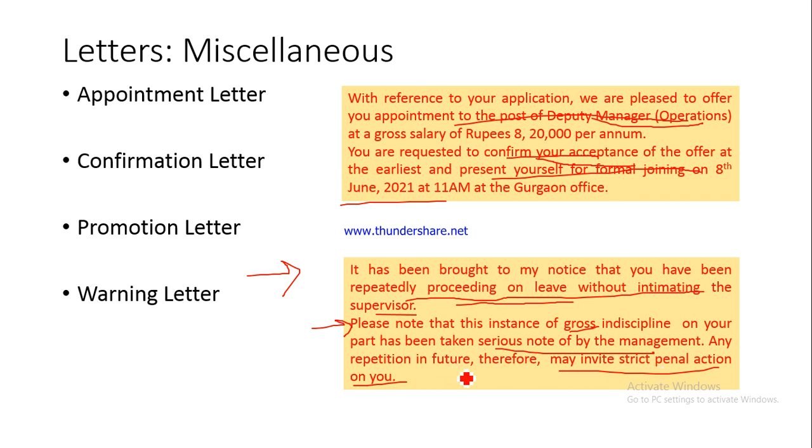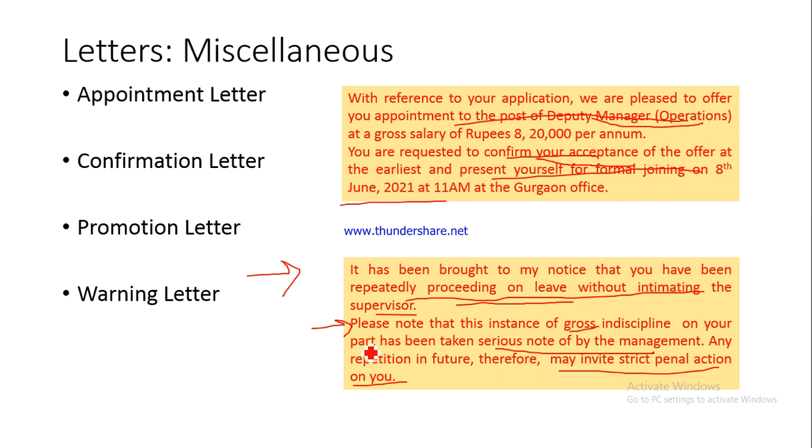So any repetition in future, if you repeat the same thing in future, if you still continue to proceed on leave without informing the supervisor, you may have to suffer, you may be inviting some penal action. What do you mean by penal action? Penal action means some kind of penalty, right? So this is the warning letter that has been sent by the manager to an employee who has been repeatedly going on leaves without informing his supervisor in advance. Is that okay? So this is how you write warning letters.